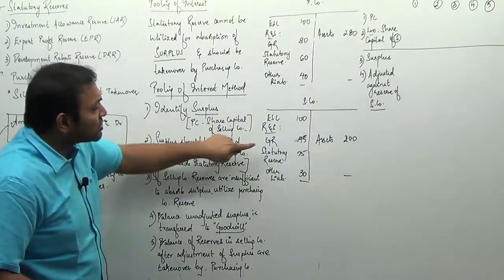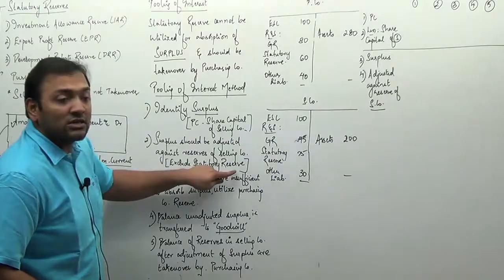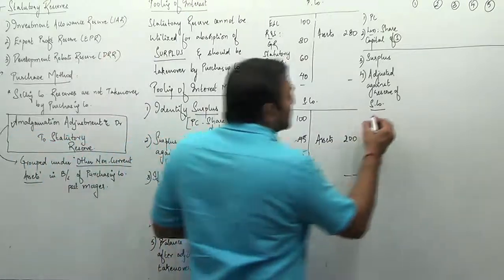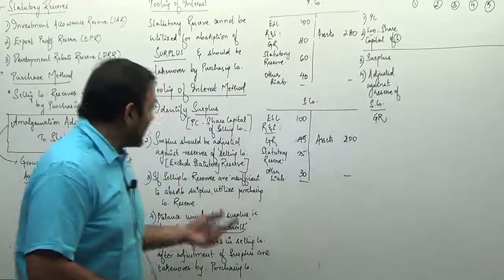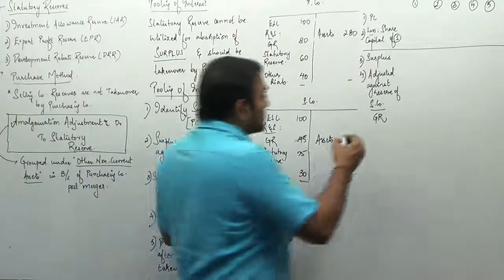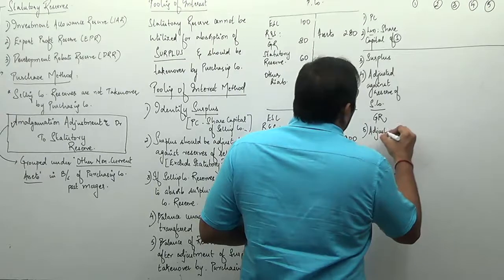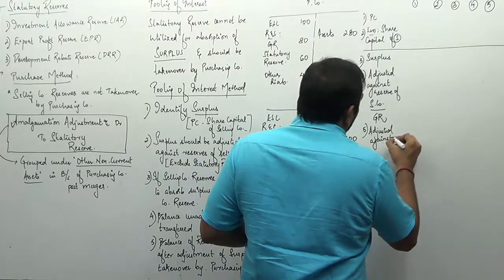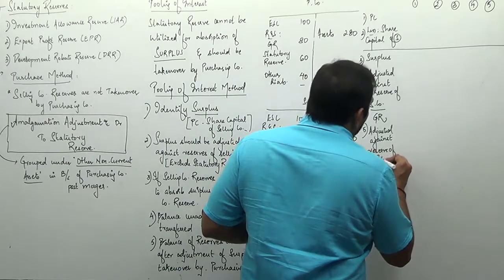So I've identified surplus and I'm adjusting against the reserves of the selling company. What reserve can be used? I can use only general reserve. I cannot use statutory reserve because we clearly said statutory reserve should be excluded. It cannot be utilized for the absorption of surplus. So general reserve. Let's say if the selling company reserves are not sufficient, then what do we have to do? We can use purchasing company reserves, adjusted against the reserve of the purchasing company.